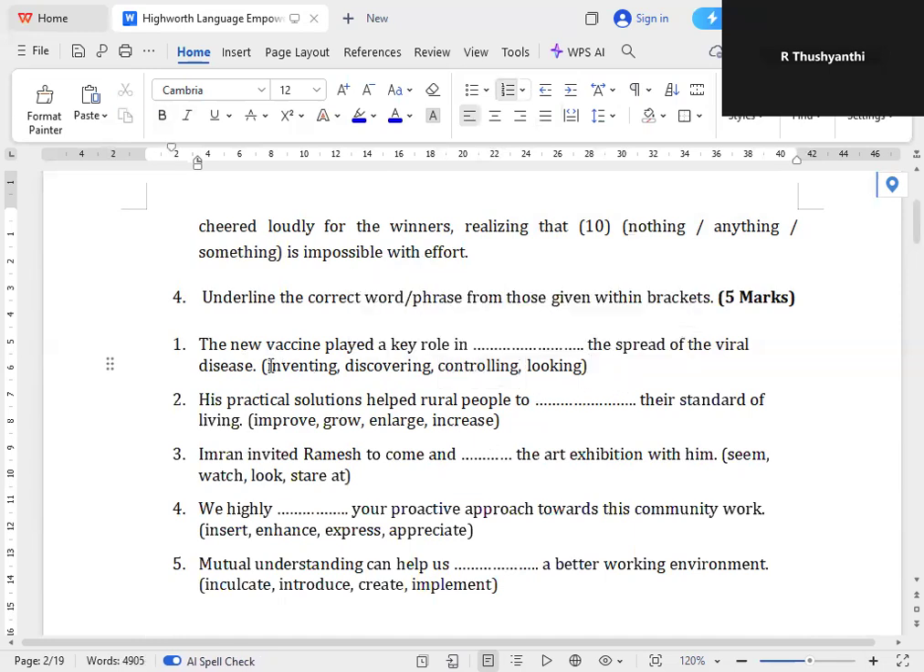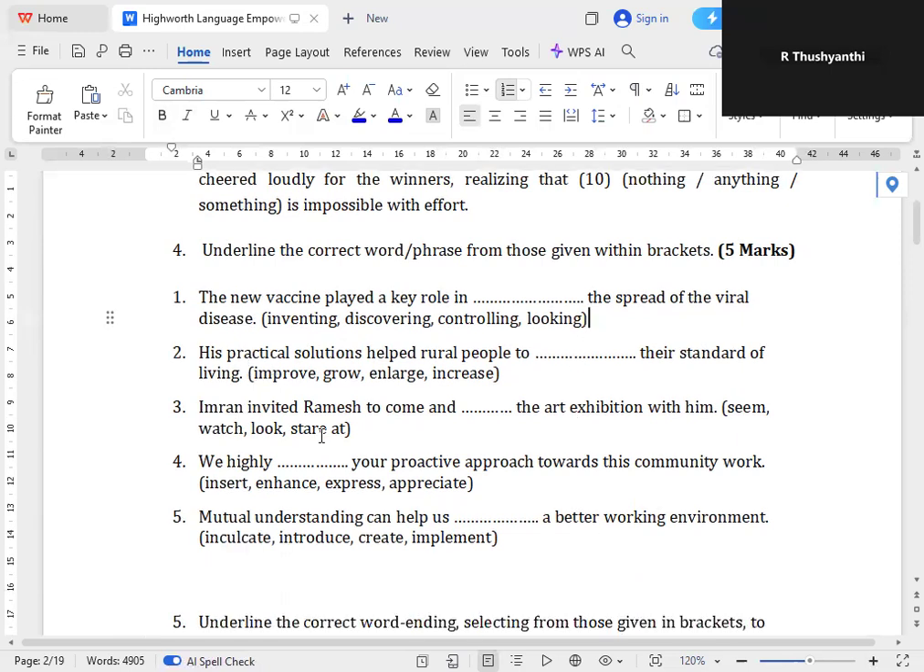We can't say inventing the spread of viral, and we can't use discovering the spread of the viral. We can't say looking the spread of viral. So they are mismatching, right? The correct word is controlling the spread of the viral disease.